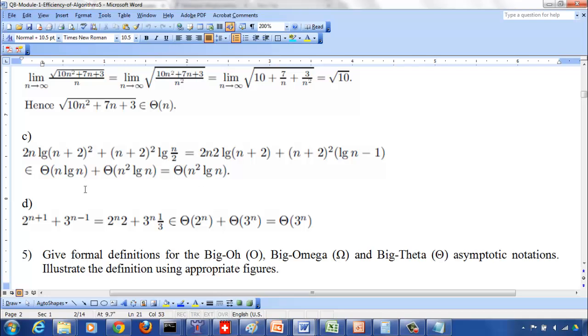Then 2 to the n plus 1 plus 3 to the n minus 1. So I can say 2 to the n plus 1 is 2 to the n times 2, right? Then this is 3 to the n over 3, because 3 to the n minus 1. So I can say this is theta of 2 to the n plus theta of 3 to the n, and between these two functions, 2 to the n and 3 to the n, 3 to the n grows faster, so you can say this is equal to theta of 3 to the n.